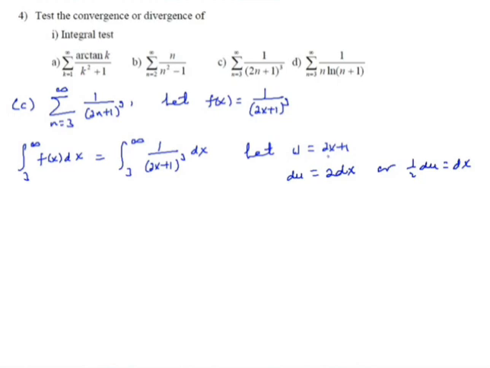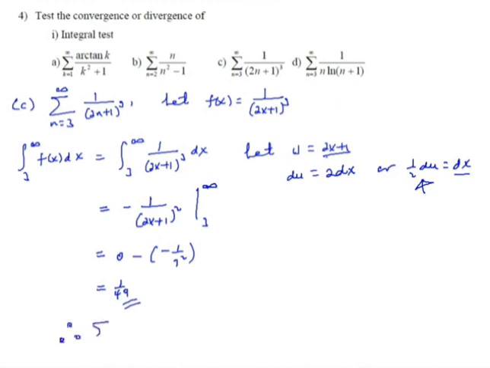Replacing 2x plus 1 by u and dx by half du, this integral becomes the negative of 1 over 2x plus 1, the whole square, over 4. We evaluate this from 3 to infinity. So this is 0 minus the negative 1 over 7 squared, and the result is 1 over 49. Therefore the series starting from 3 to infinity of 1 over 2n plus 1, the whole cube, converges. It converges to 1 over 49.